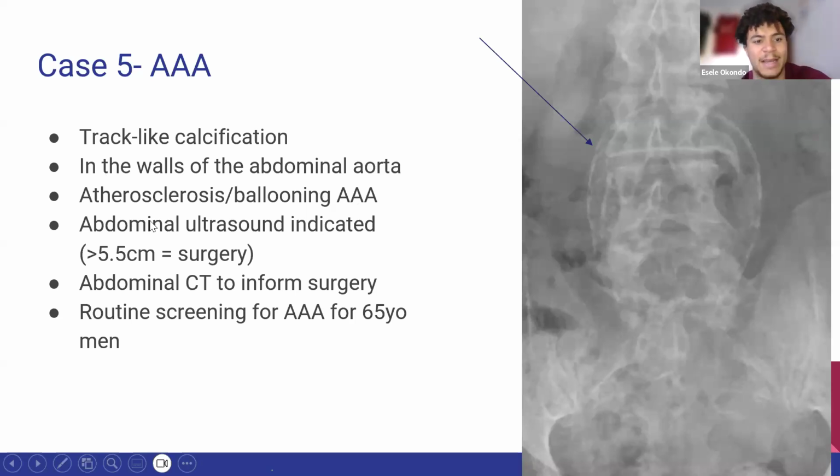But for AAA, abdominal ultrasound is indicated. If it's larger than 5.5 centimeters, then do surgery. I believe if it's between 3 and 5.5 or something like that, it's worth checking the guidelines, but you have to follow up every year to see if it's increasing in size and going over that 5.5. You may do an abdominal CT to inform surgical approaches, and I believe there's routine screening for AAAs in 65-year-old men in the UK at the moment.